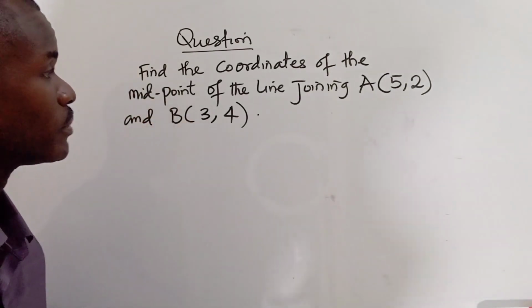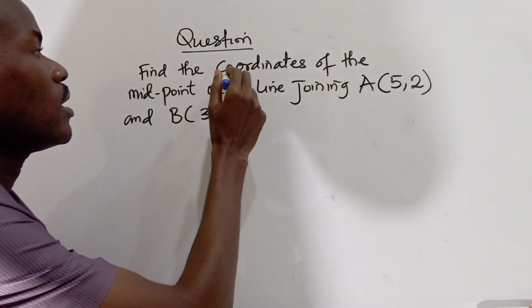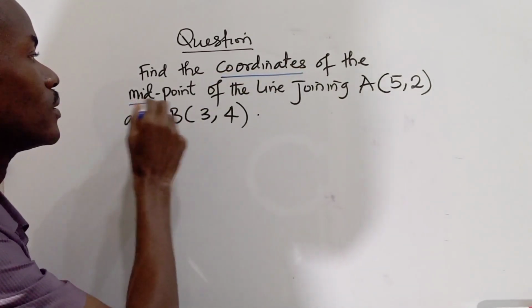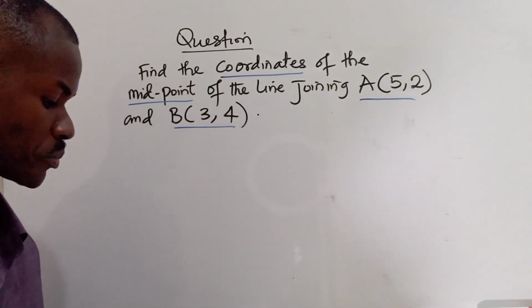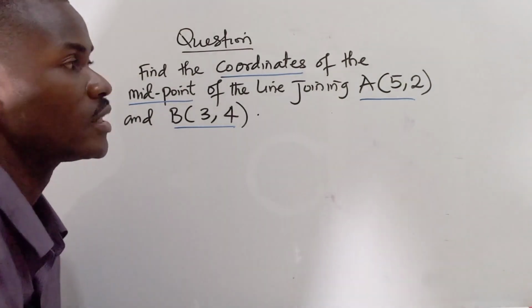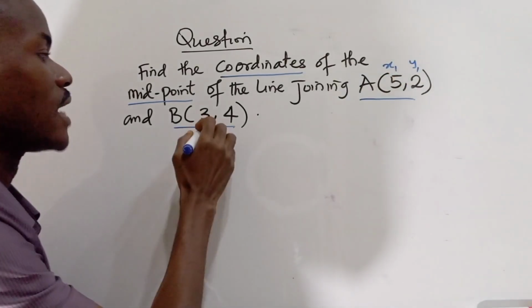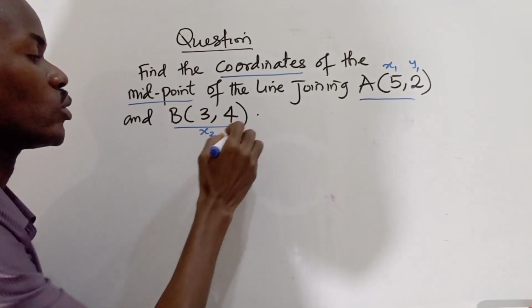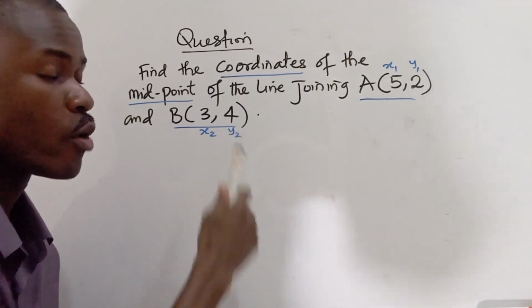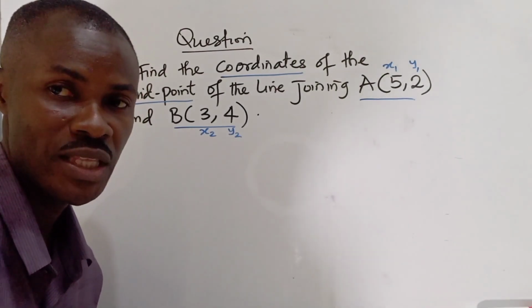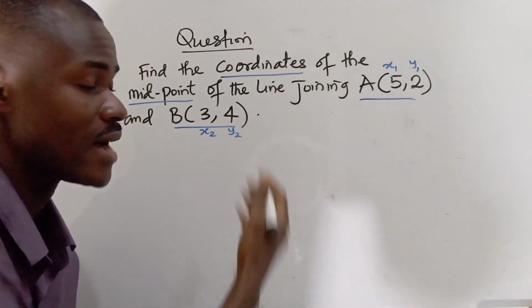Alright, so we have a problem on the board. It reads, find the coordinates of the midpoint of the line joining point A and point B. Let me quickly label the points so you can see this is x1 and this is y1, and this is x2 and this is y2. Whenever you have problems on geometry like this and you have your points, you want to quickly label them. That will enable you to identify your x and y easily.